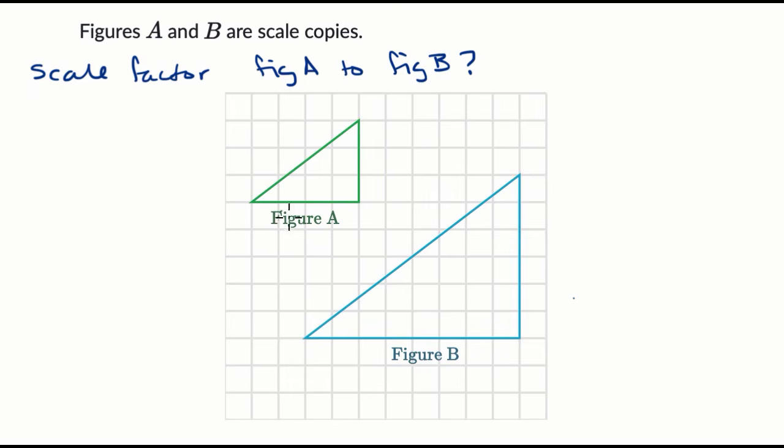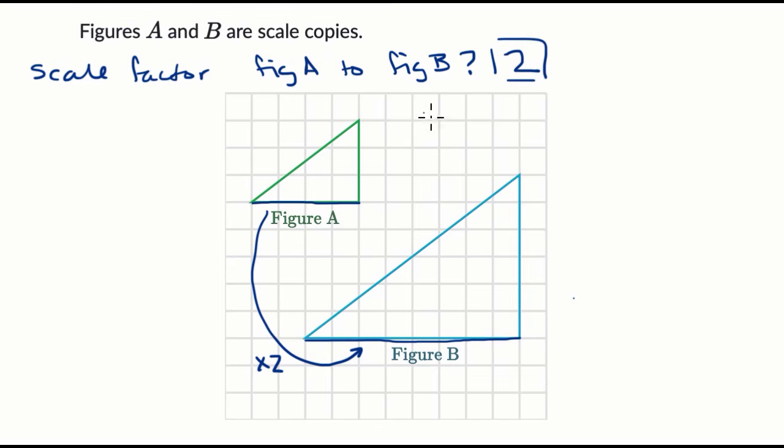Well, let's look at two corresponding sides. So if we look at the bottom side of these triangles, which look like they are corresponding, we can see that figure A has a length of 4, and figure B has a length of 2, 4, 6, 8. So we are multiplying corresponding sides by 2 to go from figure A to figure B. We could do that with the other sides as well. So the scale factor for figure A to figure B is 2.